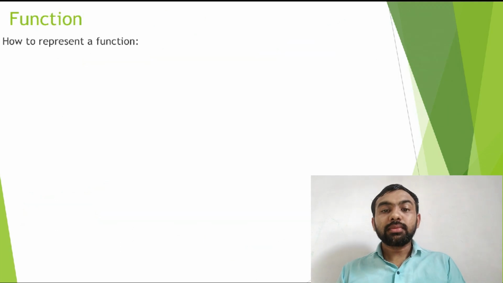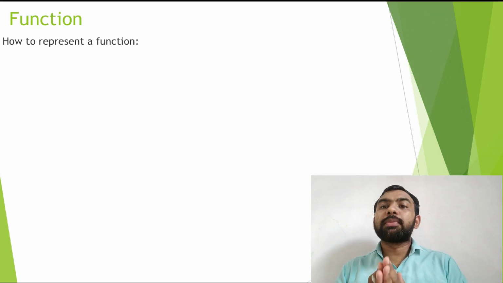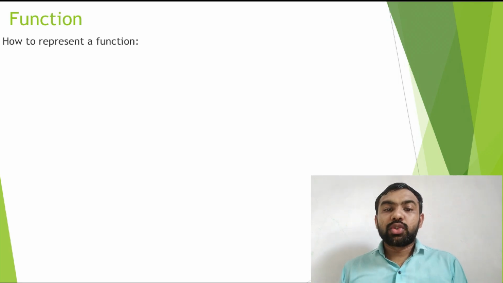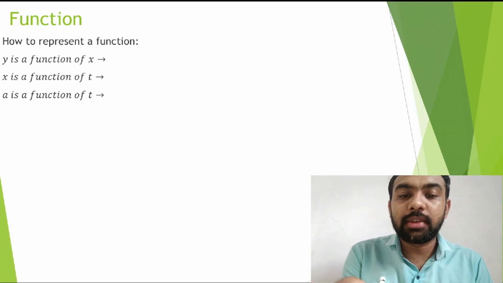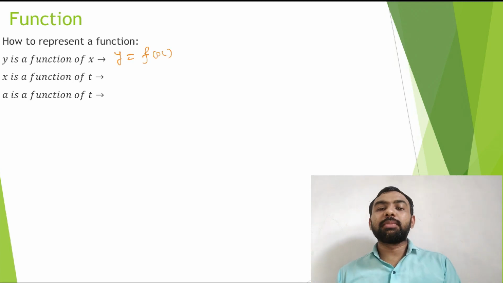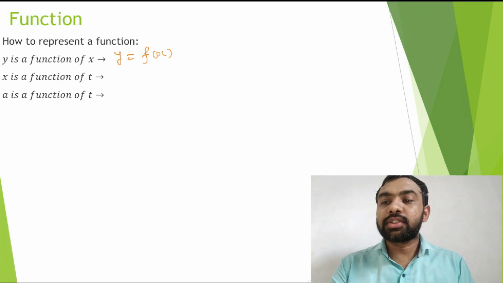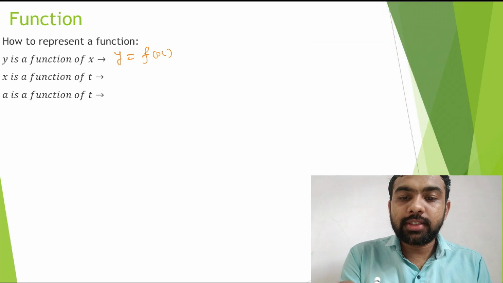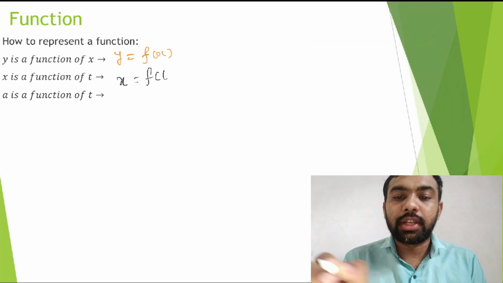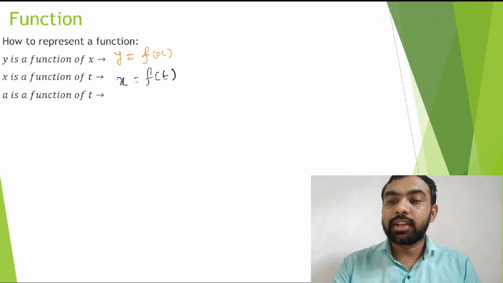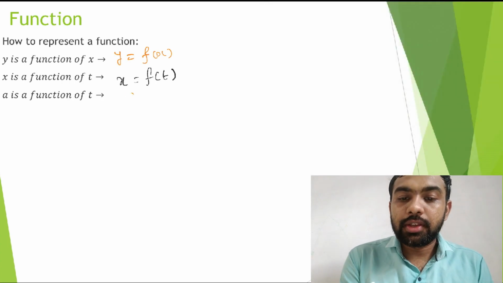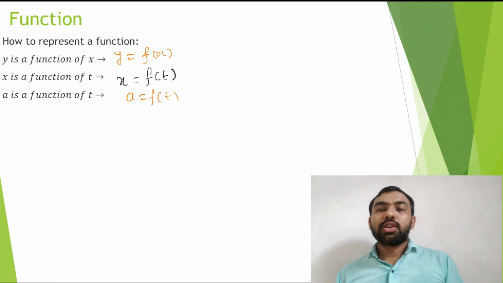Now this function. So what is a function? How to represent it? Okay, let's see. Suppose the sentence is: y is a function of x. So it is represented like this. Now x is a function of t. So x is a function of t. Now a is a function of t. So it's written like this. See again, a is a function of t. So any function is represented in this way.